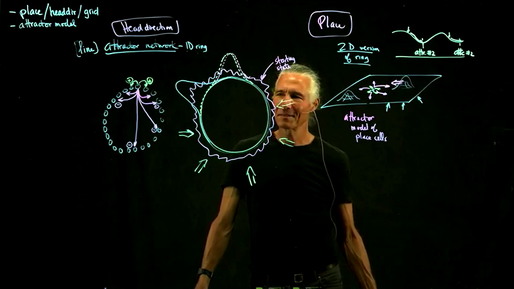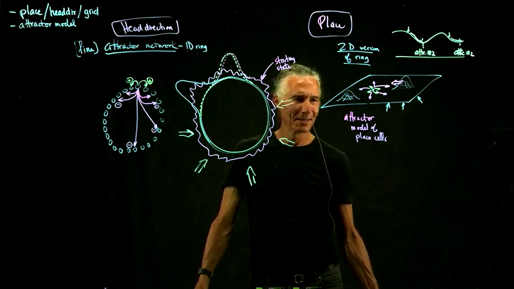Okay, any final questions about the amazing place cells, head direction cells, and grid cells? All good?